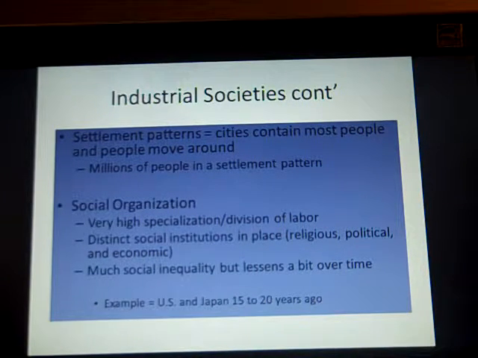Social organization, very high specialization. In industrial societies, you have people, again, who have all kinds of different jobs: doctors, lawyers, people who pave roads, janitors, teachers. I mean, we could go on and on. And we assign, again, status to these. And you have a lot of social inequality. But it starts to diminish a little bit in industrial societies.